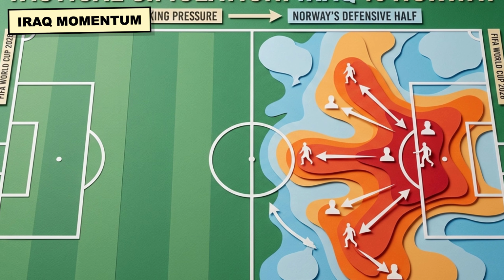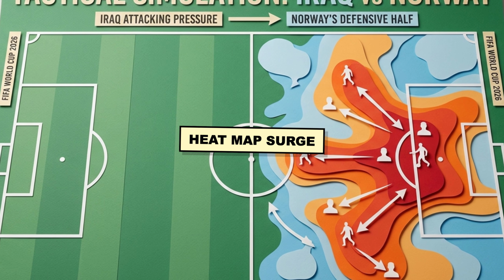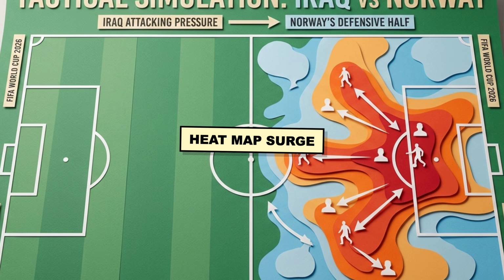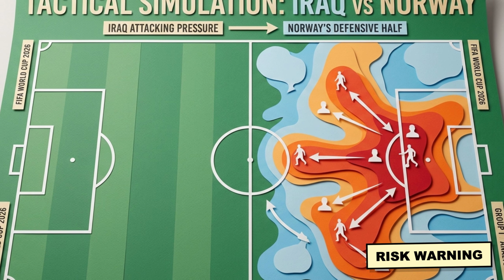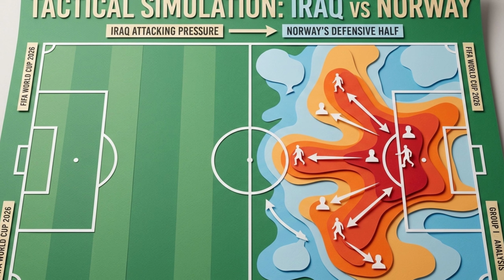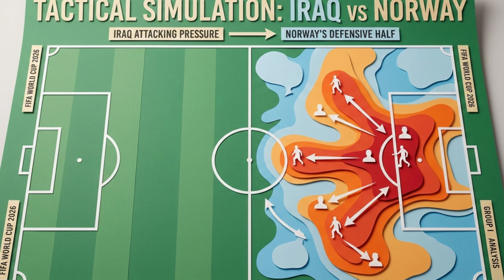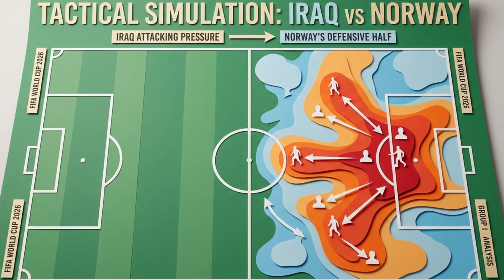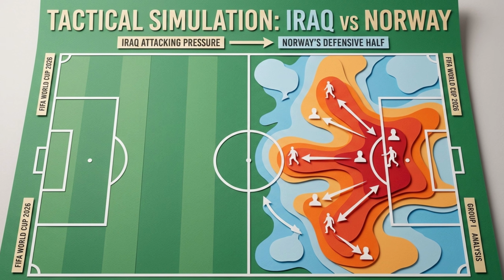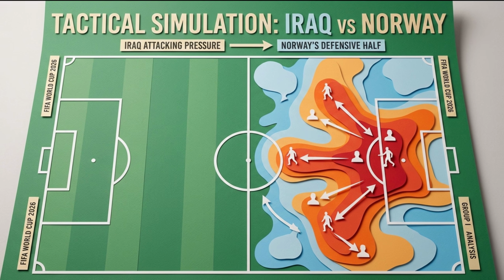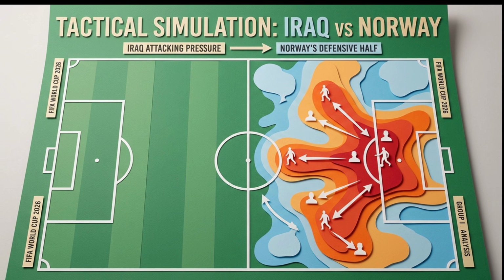I can feel the energy shifting in the stadium, Sarah. Iraq is finally putting some pressure on the Norwegian half. Look at those heat maps. They are really pushing now. They are indeed, Leo. The heat maps show a clear surge in forward activity from the Iraqi side. However, the simulations suggest maintaining this sustained pressure is dangerous against such a lethal counter-attacking side like Norway, who are likely just waiting for another opening to kill off the game.